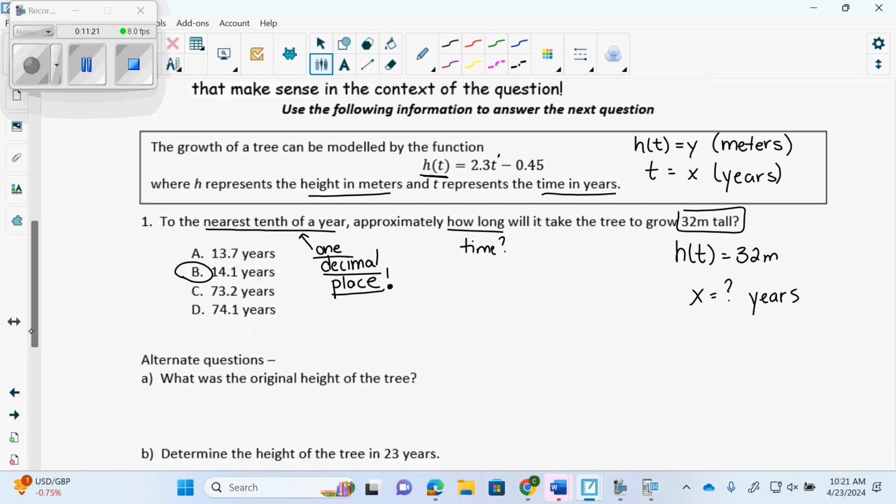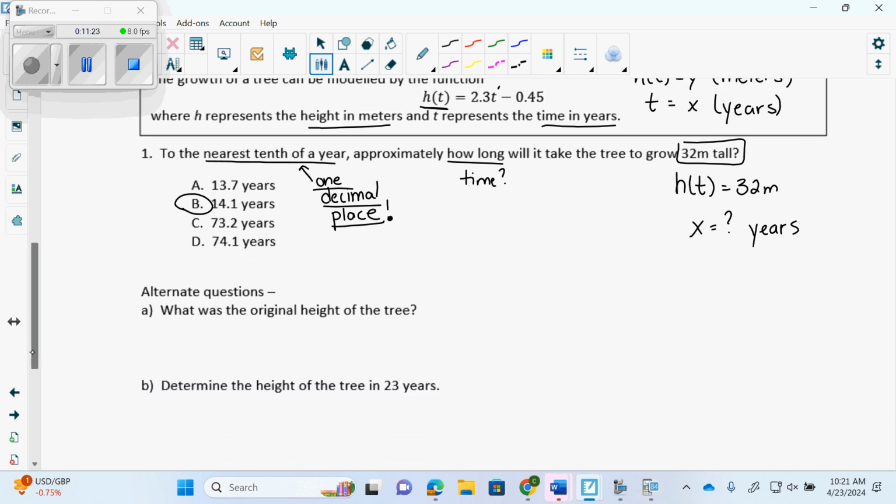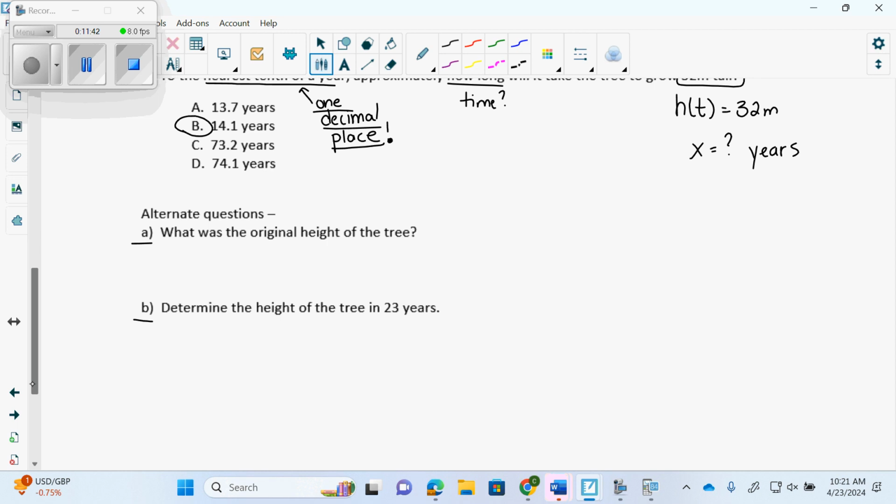Okay. Now what I want is, is there only one question that can come from this original information? No, tons of different questions can come from it. So here are alternate questions for this situation, A and B. I want you to try and get me the answers. Go. When it says the original height of the tree, what does that immediately tell you?